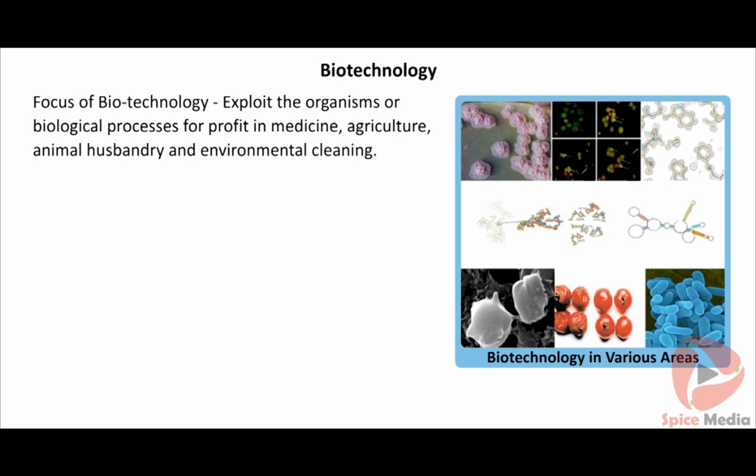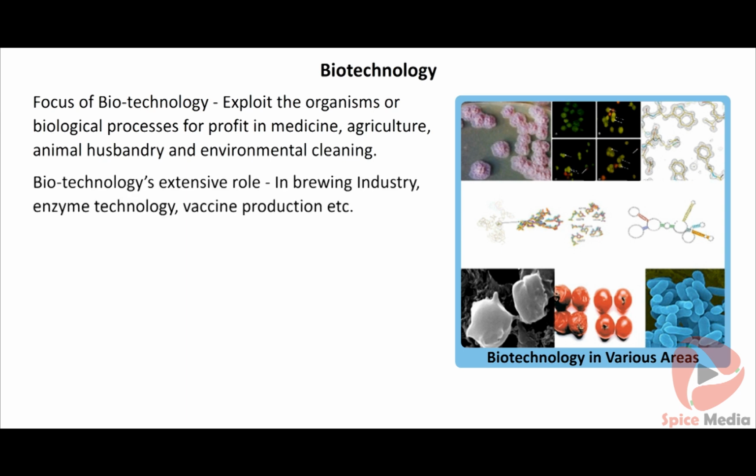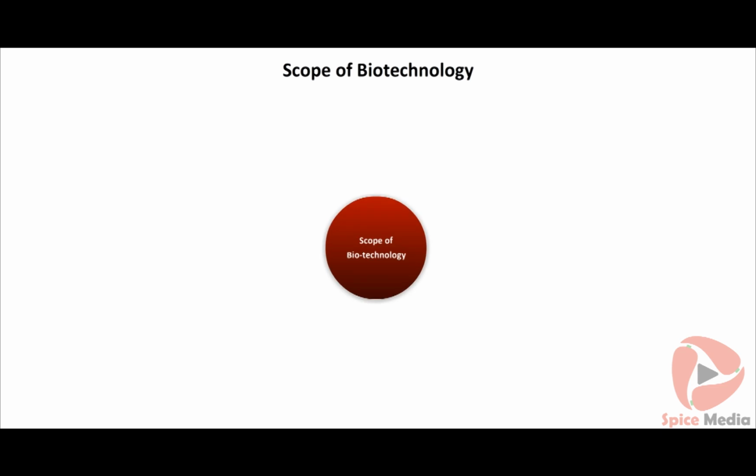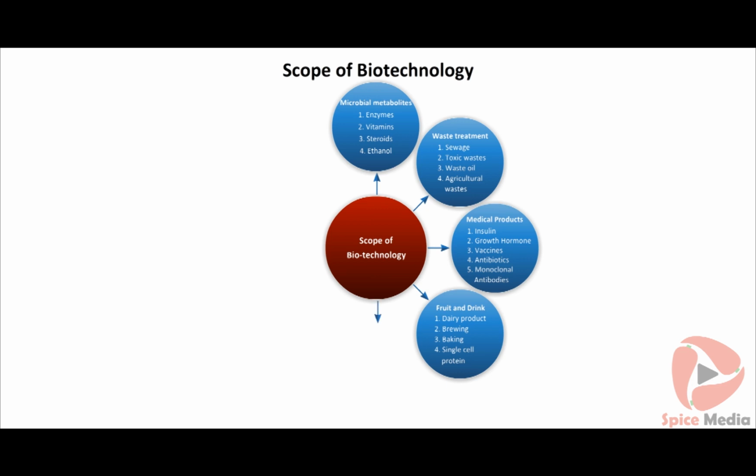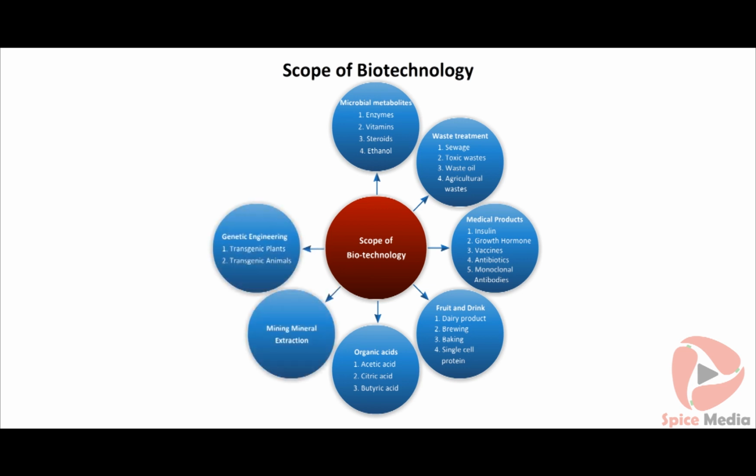Biotechnology is mainly used to exploit organisms or biological processes for profit in medicine, agriculture, animal husbandry, and environmental cleaning. Biotechnology is also used in several industries such as the brewing industry, enzyme technology, vaccine production, etc. There are several applications of biotechnology such as metabolic extraction, waste treatment, production of medicines, vaccines, etc., artificial flavor and food production, production of organic acids such as acetic acid, citric acid, etc., extraction of minerals, releasing transgenic plants and animals, and biogas production.